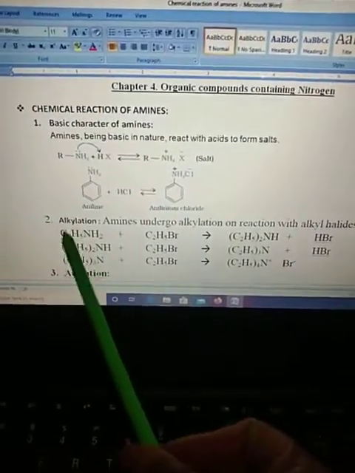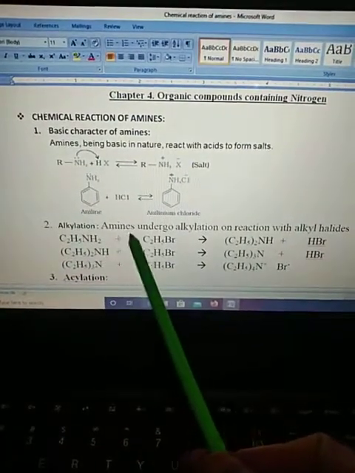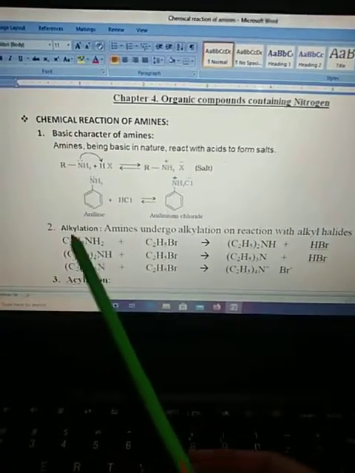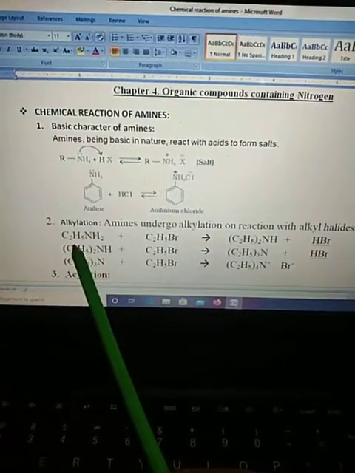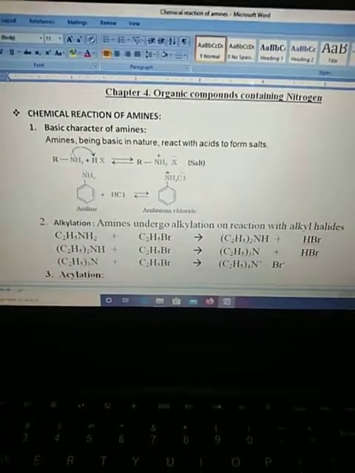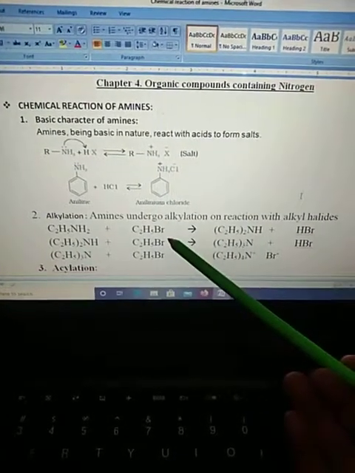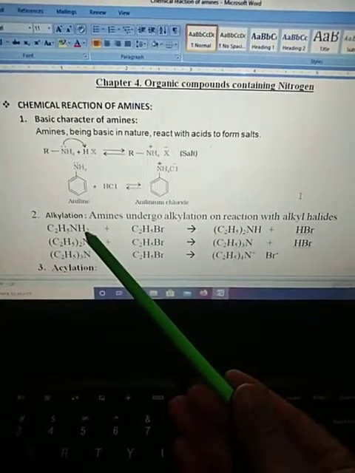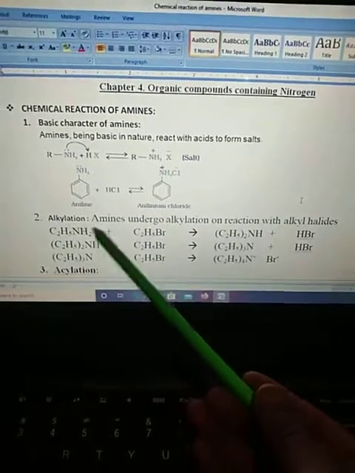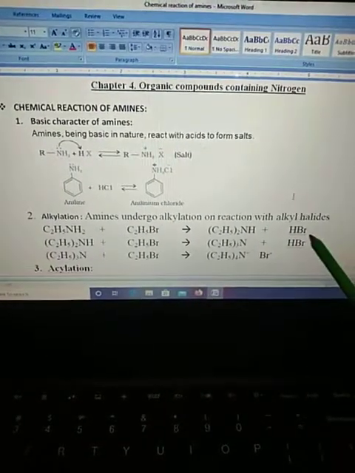The second reaction is alkylation. Alkylation means addition of an alkyl group to amines. So let us take an example. We have taken ethylamine. Now ethylamine, when reacted with ethyl bromide, one of these hydrogens will be replaced by this alkyl group, and that hydrogen will go with Br to form HBr.